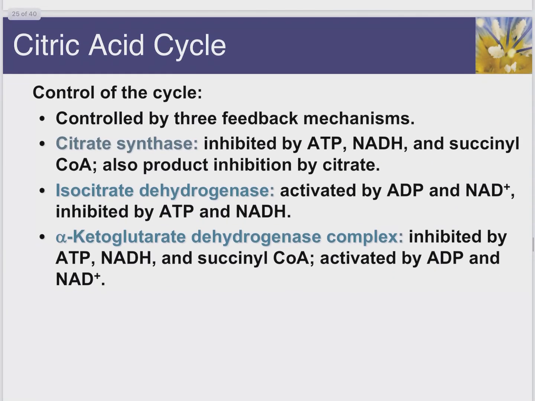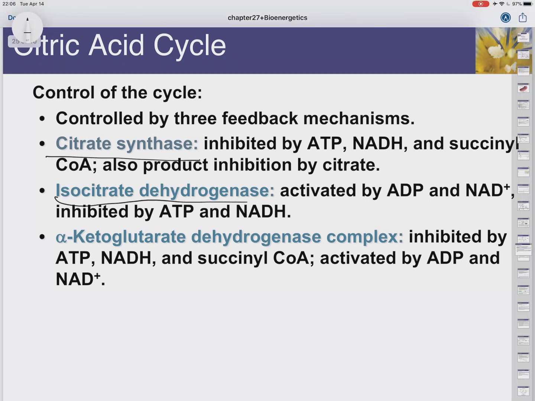It's controlled by a few feedback mechanisms. There are 3 enzymes that are under control: citrate synthase, isocitrate dehydrogenase, and alpha-ketoglutarate dehydrogenase complex. We talked about these as we went through them. They all were inhibited essentially by the presence of ATP or NADH, some of them even by their own direct products.